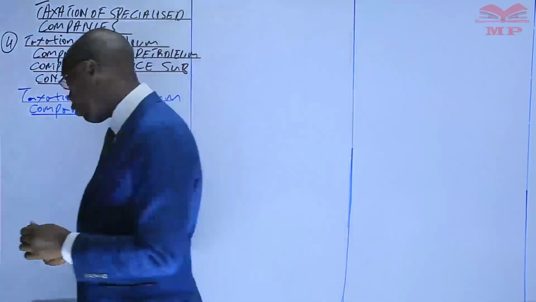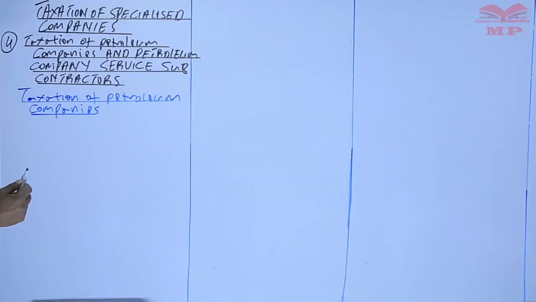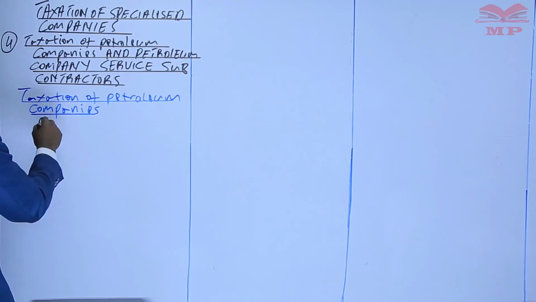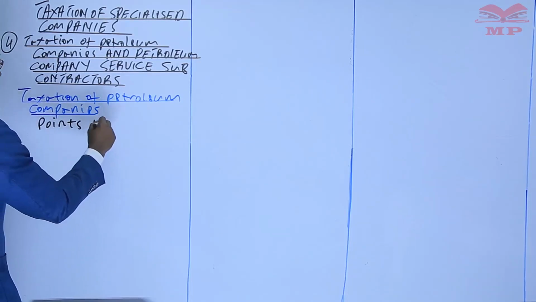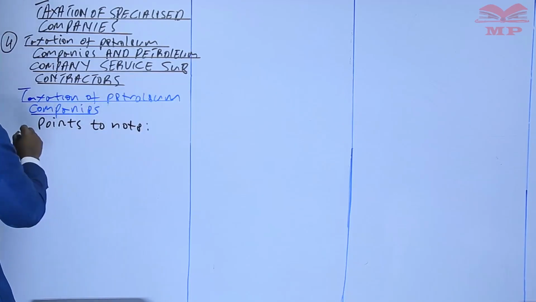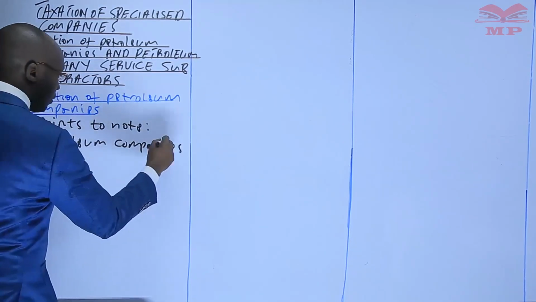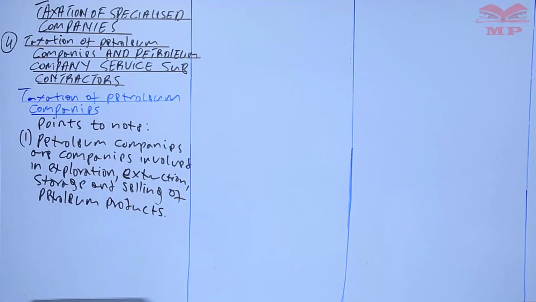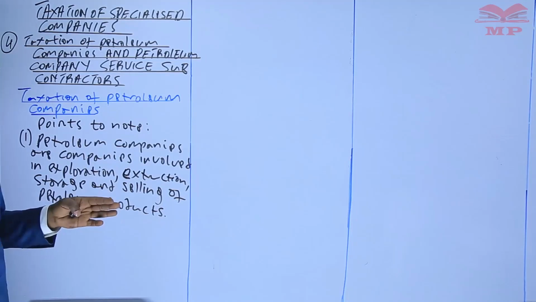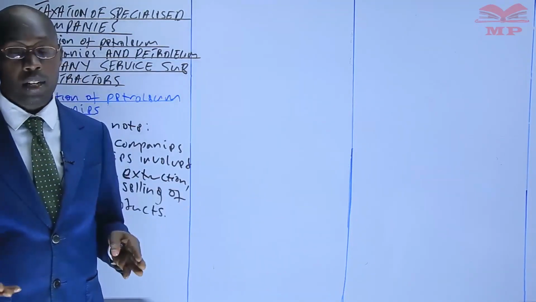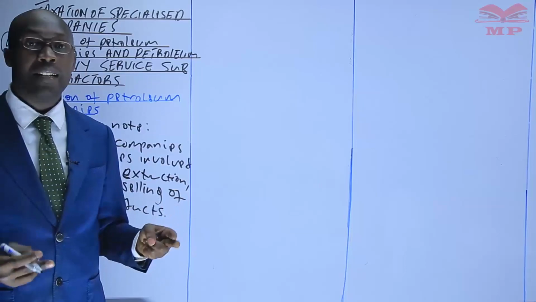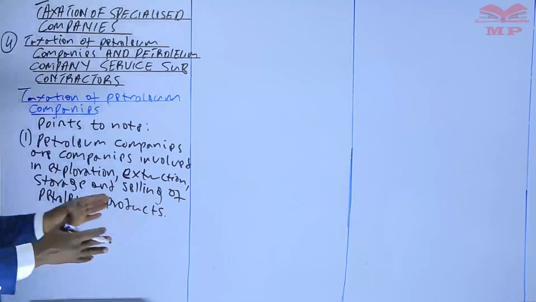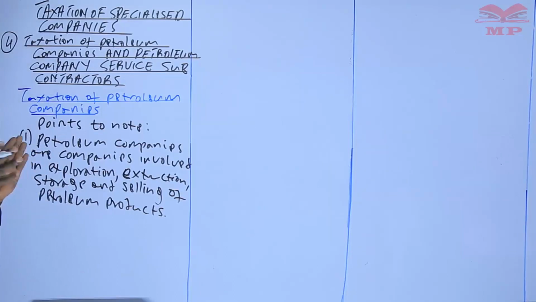Now, these are the points that you need to know about the taxation of this petroleum company. First, we look at the definition. So we have the points to note. Number 1. The first thing that we have done is to define, whereas we have said petroleum companies are companies involved in exploration, extraction, storage, and selling of the petroleum products. So petroleum products is anything that come out of the petroleum crude oil. For example, the natural gas, the diesel, any fuel in nature that is usually extracted from the petroleum product. So that is the one that I want us to look at.